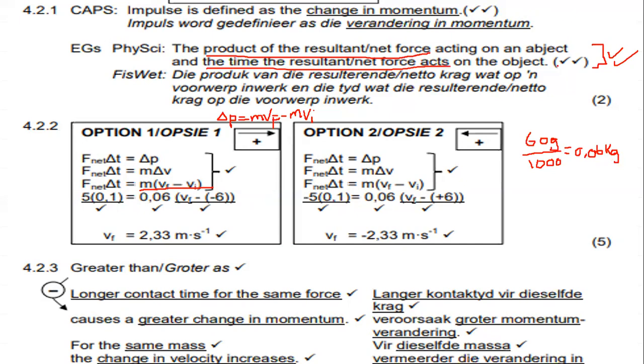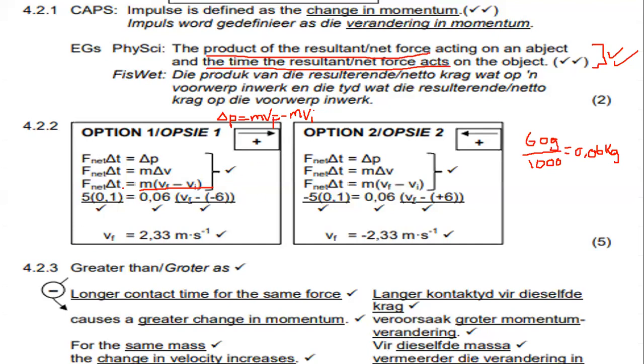Now, if this is in kilograms, then we have done our conversion, and then we have VF, which is what we are looking for, minus the initial velocity. Now, the initial velocity, remember, that's when it was going towards the tennis player. And that was at 6 meters per second, and it was to the left, and hence we substituted a negative. Then you do your mathematics there, and you can see that VF will then give you 2.33 meters per second when it is rounded off to 2 decimal places. Are we together?